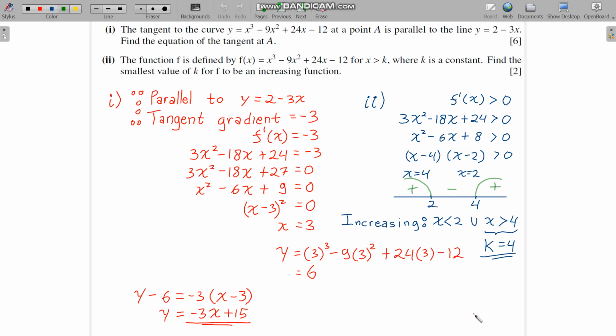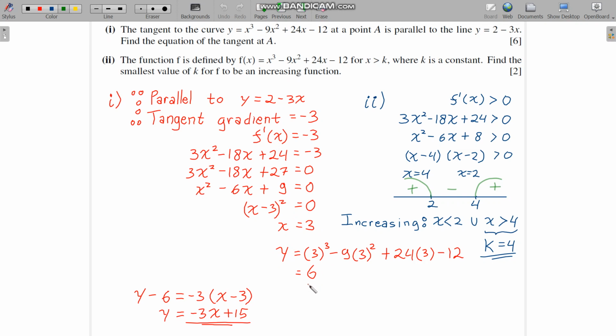Next, we have the tangent parallel to the line. Since it's parallel to this line, the gradient must be the same as this gradient, which is minus 3. So f prime is minus 3. And this is f. For f prime we differentiate, 3x squared and so on. Set it equal to minus 3, solve the quadratic, we get x equals 3. And when x is 3, we use the original, y equals 6.